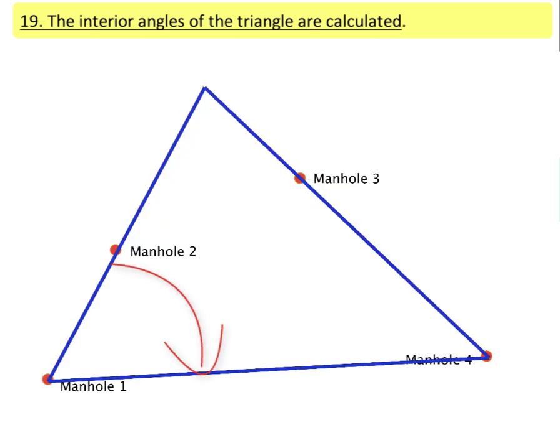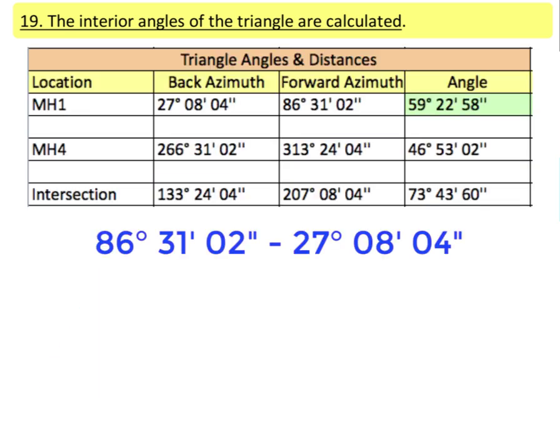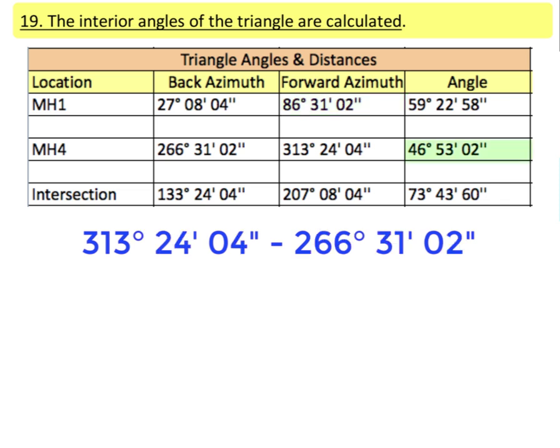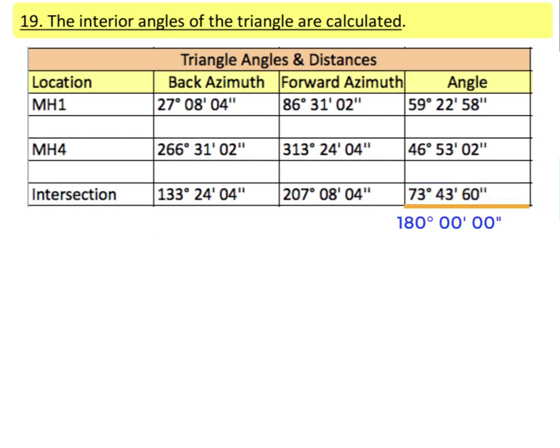The interior angles are calculated by taking the difference between the azimuths that are emitting from a point on the triangle. The angle at manhole 1 is calculated by subtracting the azimuth from manhole 1 to manhole 2 from the azimuth from manhole 1 to manhole 4. Similarly, the angles at manhole 4 and the interior angle at the point of intersection are calculated. The three angles should sum to equal 180 degrees.